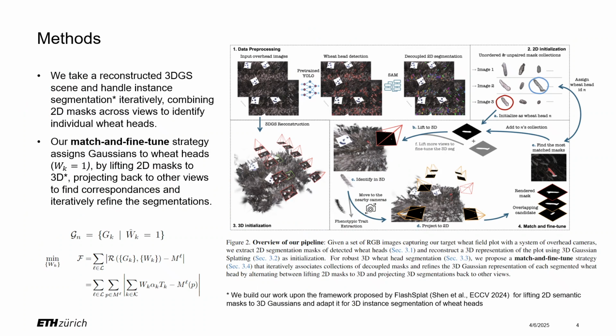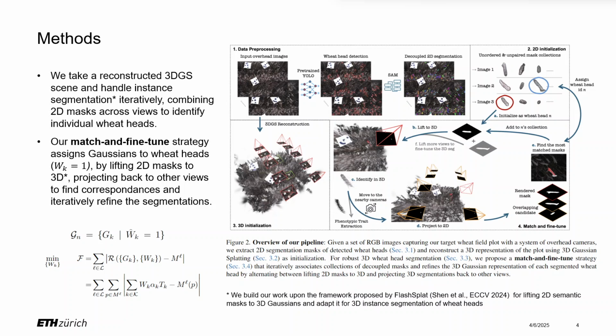Our method starts by reconstructing a wheat field with 3D Gaussian splatting from multi-view images, from which our task is to identify and extract individual wheat heads. For this, we use 2D wheat head detections from a pre-trained object detector and the Segment Anything model to generate precise segmentation masks across different views. The key challenge is that we don't know which wheat head in one view corresponds to which in other views or in 3D.